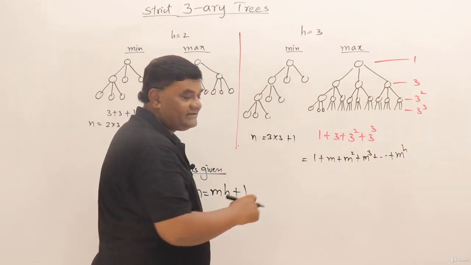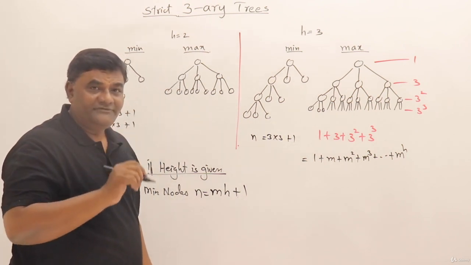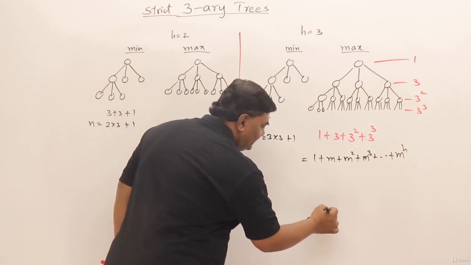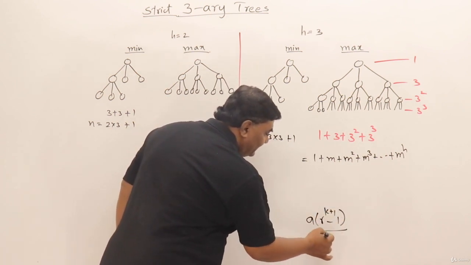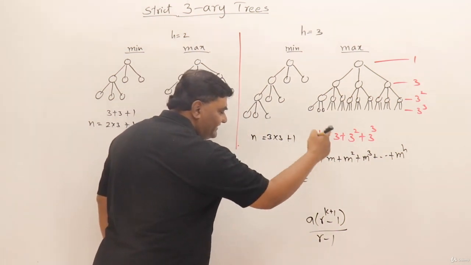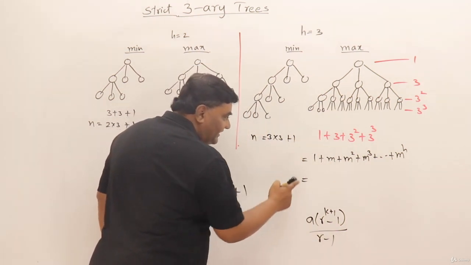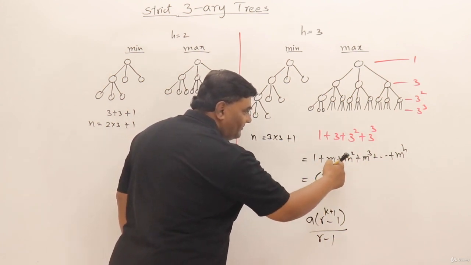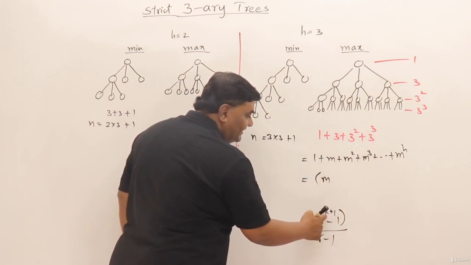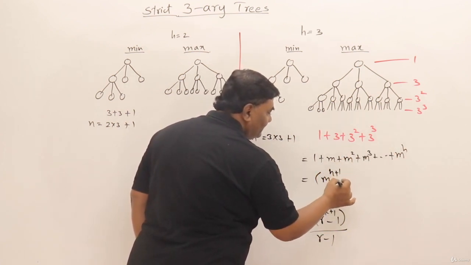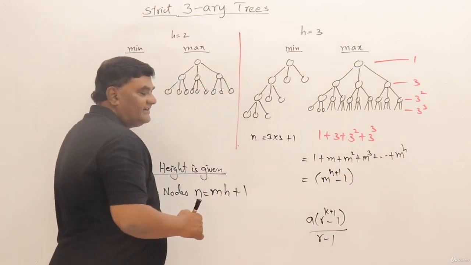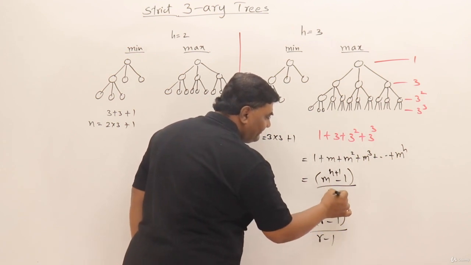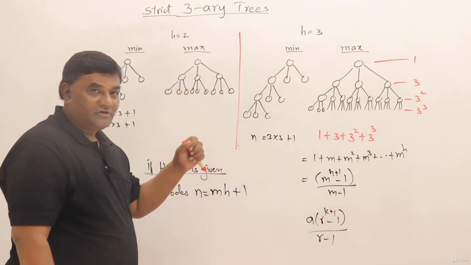So this GP series, if I add, then if you remember the formula for the GP series, I'll write the formula: a times r power k plus 1 minus 1 by r minus 1. This is the formula. So for this series, what is the formula? A is what here? A is 1. Then r, the common ratio, is what? m. Power k is what? h plus 1 minus 1. So m power h plus 1 minus 1 divided by m minus 1. This is m minus 1. Yes, this is the formula.